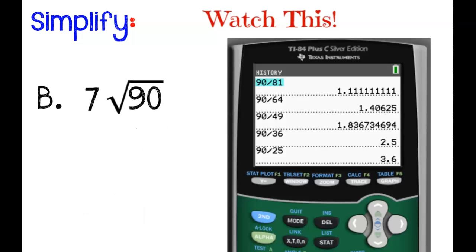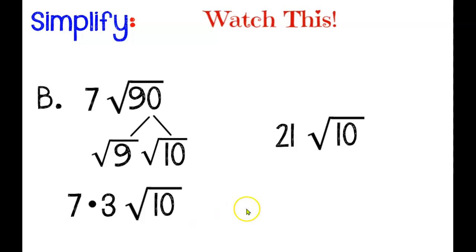So again, when you're renaming, you may need to use your calculator to divide by all the perfect squares until you find one that gives you a whole number answer. So 90 divided by 9 will give me a whole number answer, which is 10. So 9 times 10 is 90. 10 is not square rootable, but 9 is. And when 9 is square rooted, out comes a 3. 3 times 7 is 21, and that's how you get your final answer.